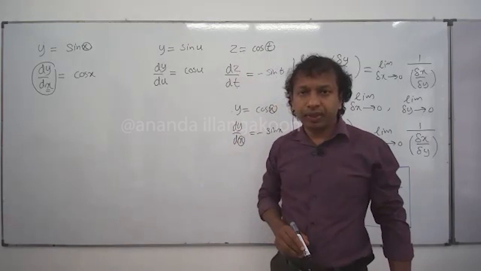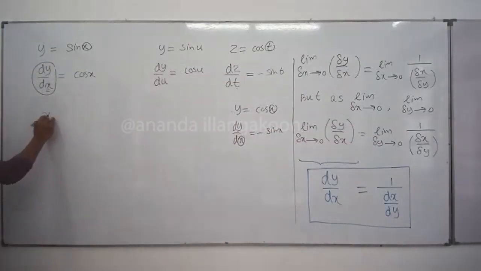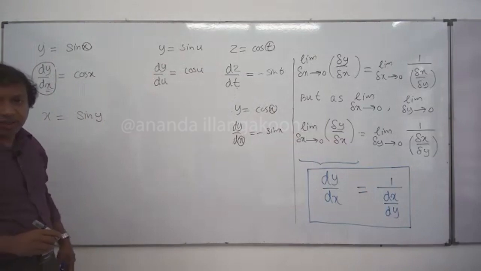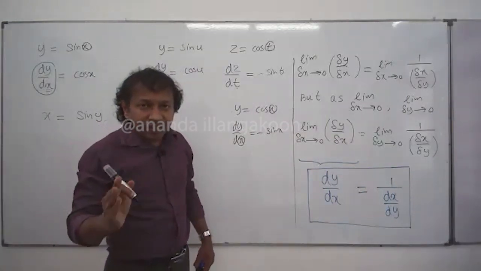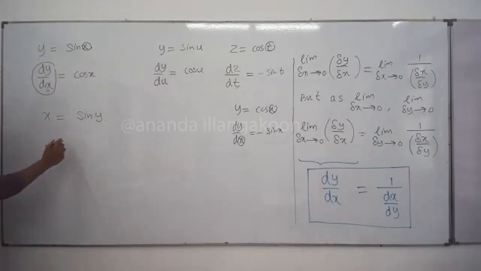Okay. Now, people, suppose x equals sin y. Then what is the derivative we can find? X equals sin y means the right hand side we have y, no? We can write dx upon dy.